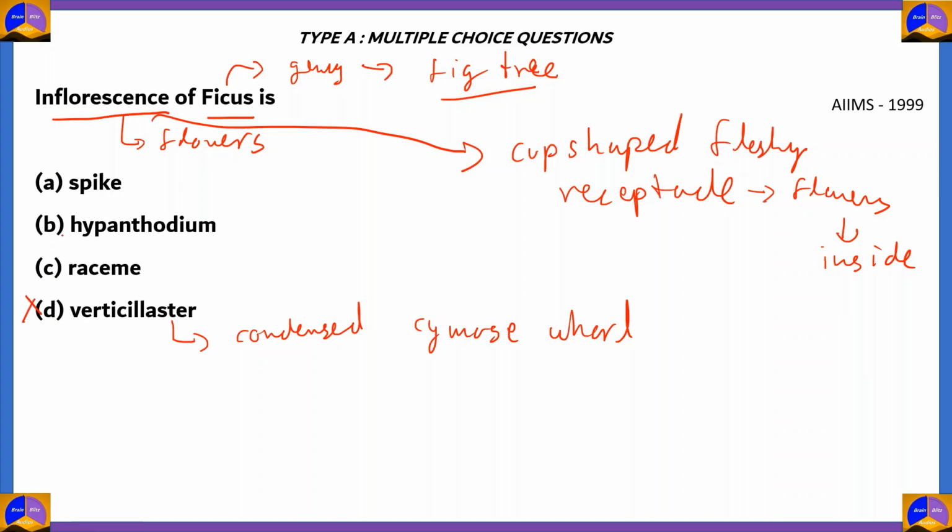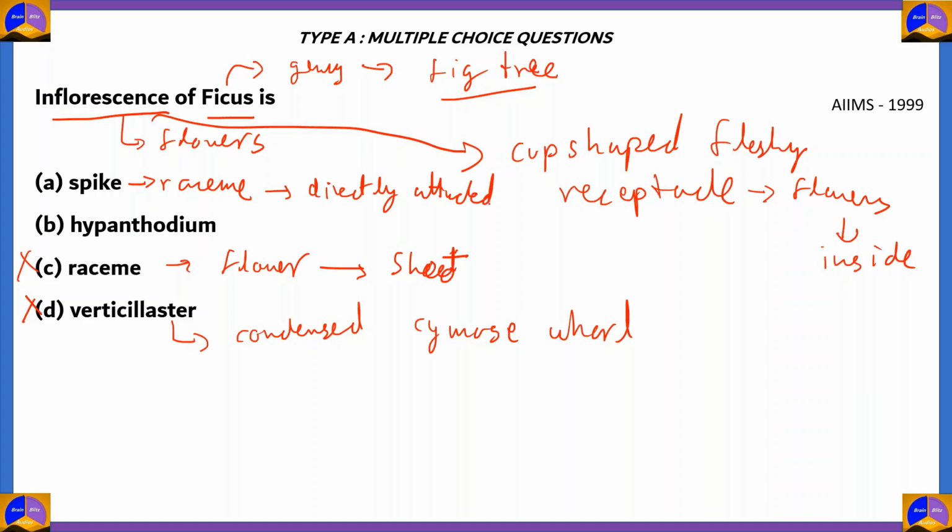What about option C, raceme? Now here, the flower is attached to the shoot directly. So option C is incorrect. What about option A, spike? Spike is another type of raceme. It's a modification of raceme, and this one is directly attached to the axil of the leaf. So option A is also incorrect.